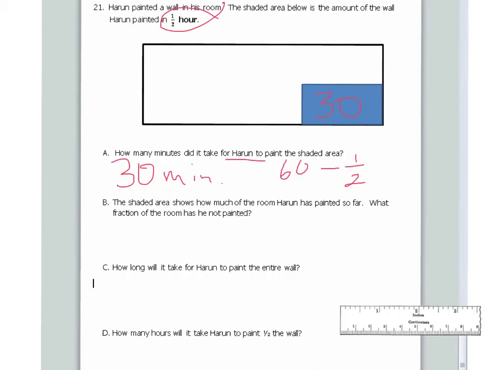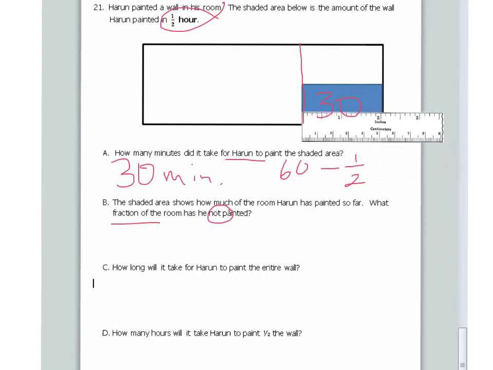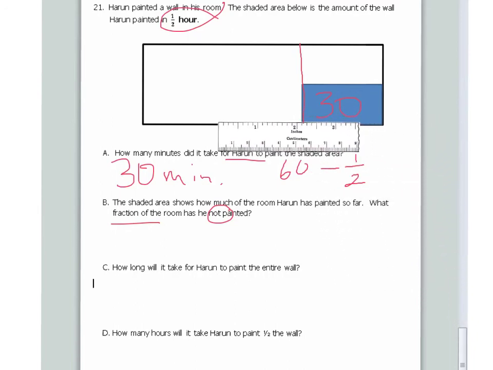Now, B. The shaded area shows how much of the room has been painted so far. What fraction of the room has he not painted? So I'm looking for a fraction. If he's painted this, how much is he not? So I'm going to go ahead and make my line here. I'm going to measure to see where I need to make my other line. So that's 2. So I need to make another mark right about there. And then here I can just draw that going straight across. That's going to be my halfway mark.